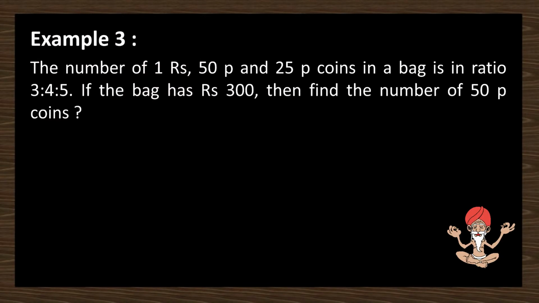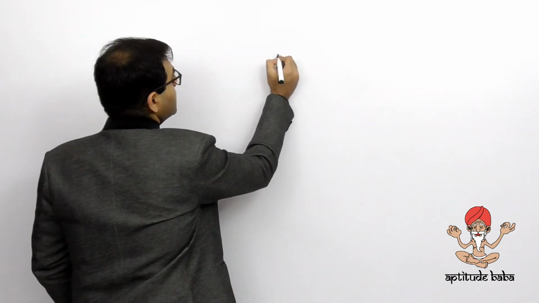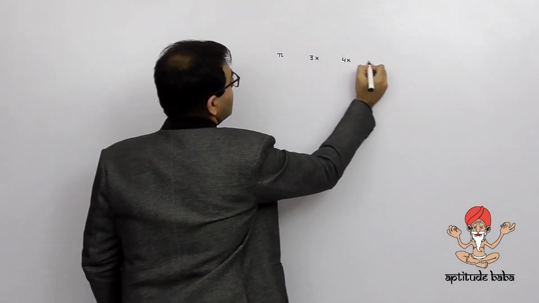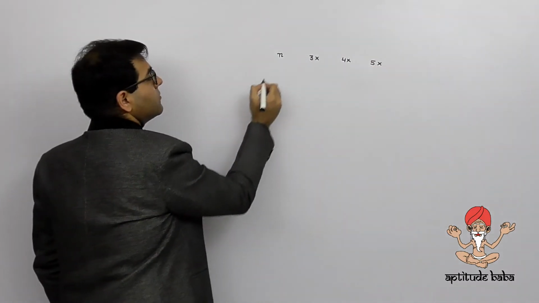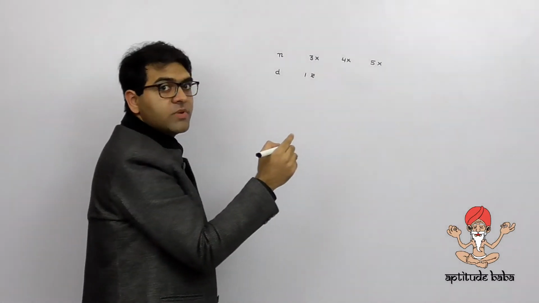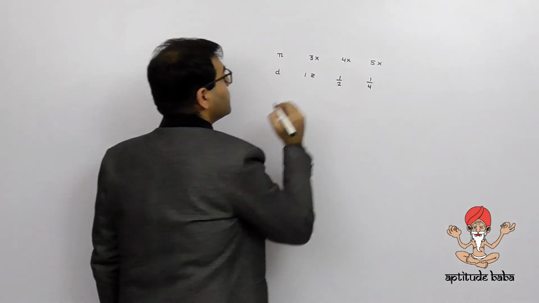The number of 1 rupee, 50 paisa and 25 paisa coins in a bag is in the ratio 3:4:5. If the bag has rupees 300, then find the number of 50 paisa coins. As far as this question is concerned, here I am given the ratio of the number of coins. So I begin populating my table by substituting the number of coins as 3x, 4x and 5x. Furthermore, the value of denominations has been given to me as 1 rupee, 50 paisa and 25 paisa. Again, I write my 50 paisa as half a rupee and 25 paisa is 1 by 4 of a rupee.